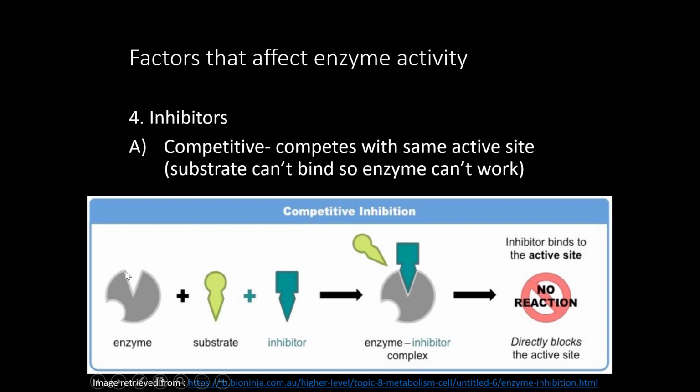Here is your enzyme, this little triangle is your active site. This substrate should be able to fit easily inside. However, this inhibitor, if it gets there first and joins, now it's competed for that specific spot and won, and the substrate cannot get in there and be broken down. So that's a competitive inhibitor. So it blocks the active site so the substrate can't join.